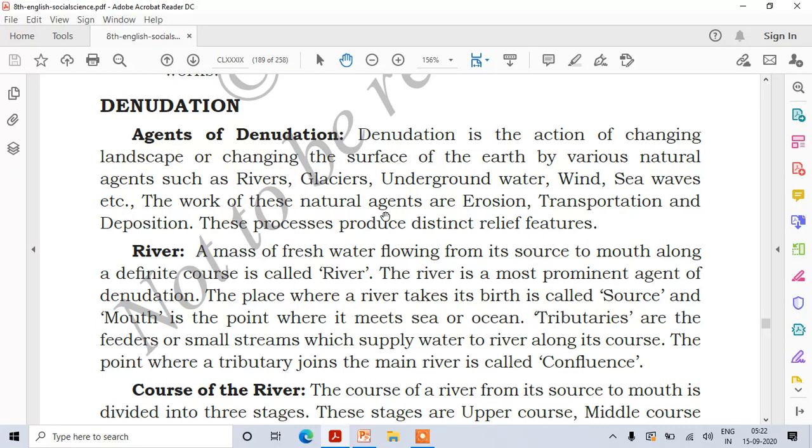The work of these natural agents is mostly erosion, transportation, and deposition. Erosion means carrying out of the soil or any other material. After that those substances will be transported to another place, and in deposition they will be settled down. These processes produce distinct relief features. Because of these processes, different types of features can be seen on the surface of the earth.